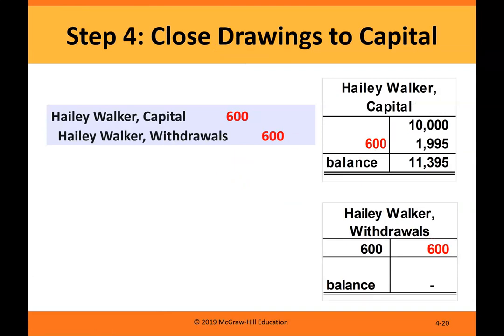Step 4, close drawings to capital. So whatever she has in her withdrawal account of $600, if we credit that amount, we'll bring that balance down to zero. So all we're doing is moving these drawings into the capital, and then we're adding the capital account up to get her final balance.